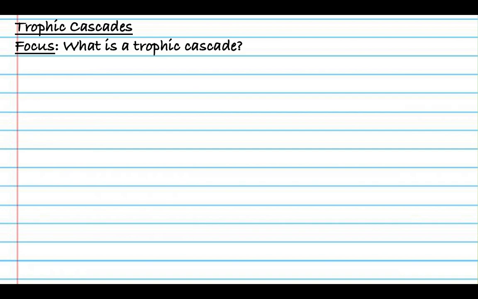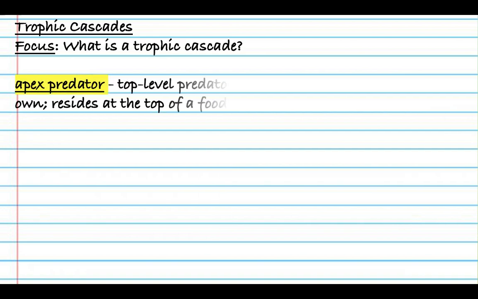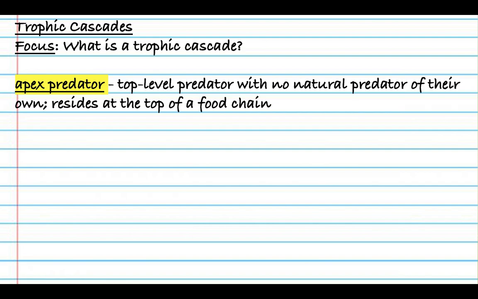Okay, our first vocabulary term for today is apex predator. Remember, apex means at the top or the peak. So an apex predator is a top-level predator with no natural predators of their own. They're going to reside at the top of a food chain or the top of an energy pyramid, and the wolves of Yellowstone were apex predators.